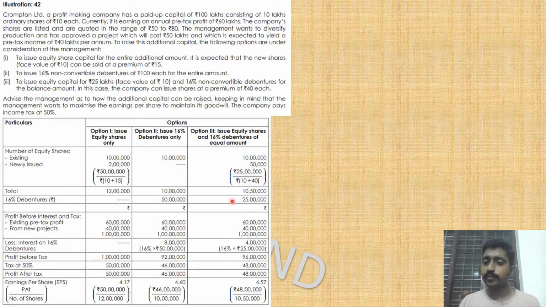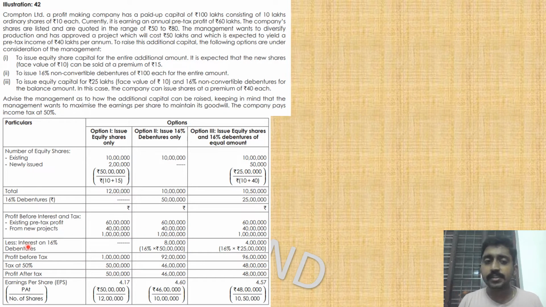And now we are going to put together the P&L and see which is the best plan to go with. Currently the company is making 60 lakhs profit. If this new project comes up after investing 50 lakhs, our earnings will go up by 40 lakhs, which is also given in the question here. So 60 lakhs plus 40 lakhs, 1 crore will be your profit before interest and taxes. So 1 crore will be the EBIT in all three cases.